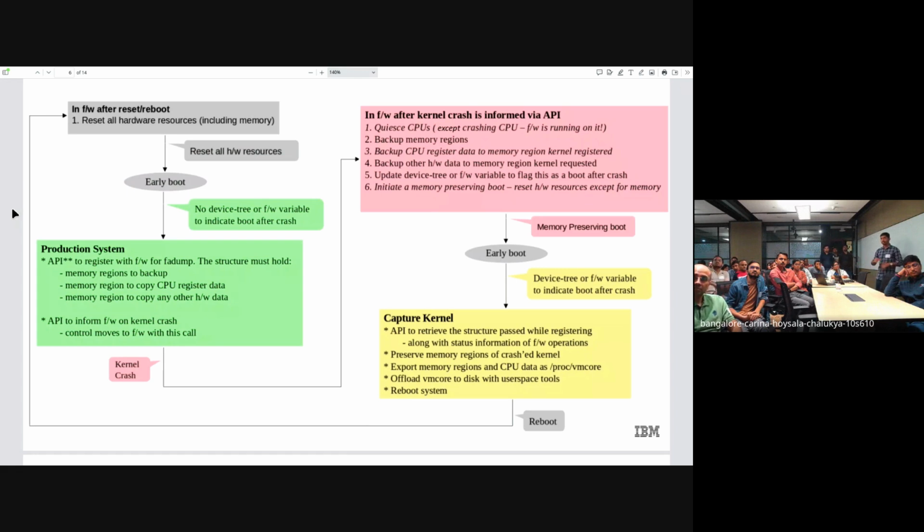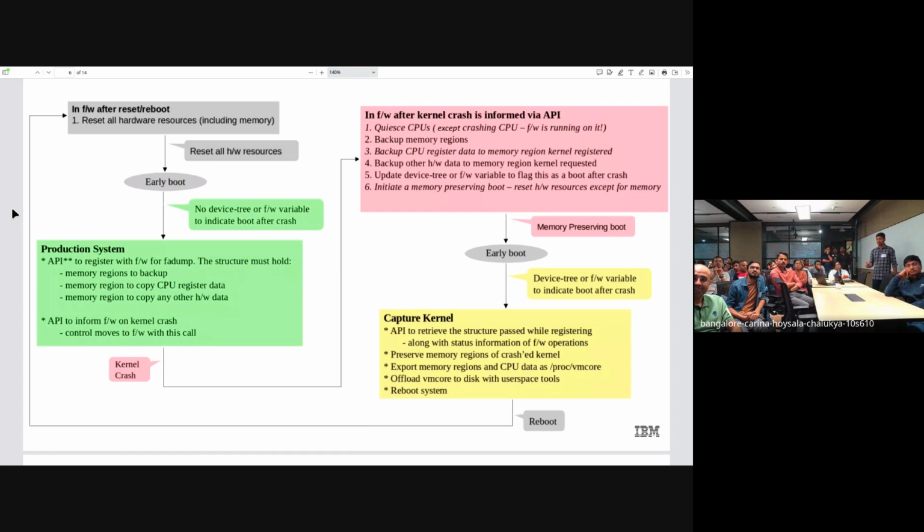For that, in PowerPC, we modify the device tree to provide a flag that okay, this is after crash, and then we do a memory preserving boot. This is basically the same idea of resetting devices, but not the memory. Skip resetting memory and do the reset.